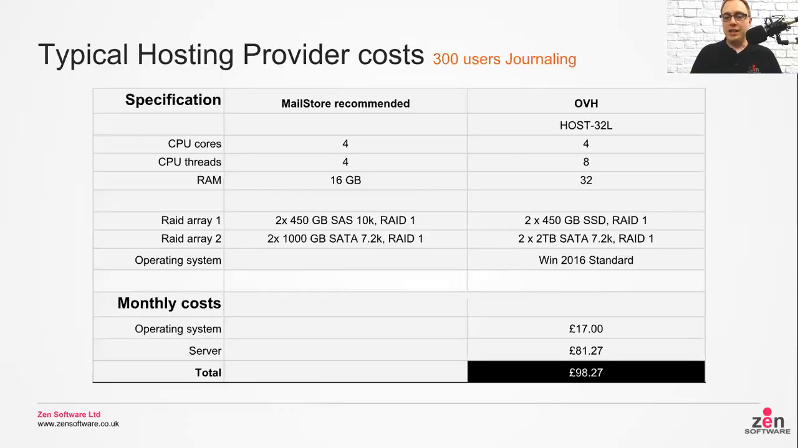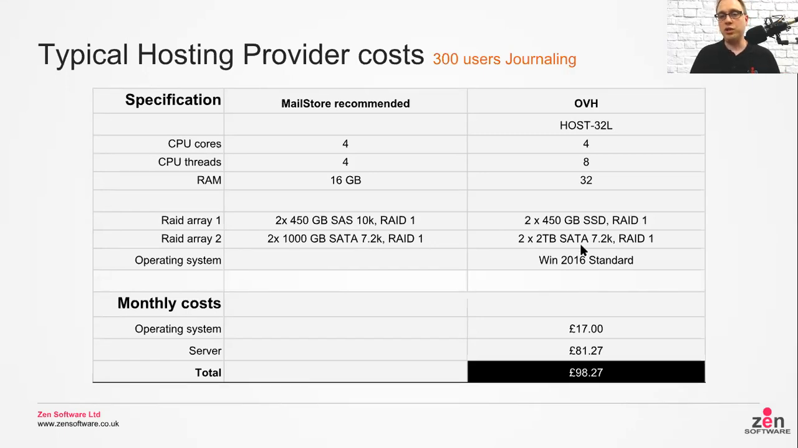When you start breaking that down, this is an example of what the MailStore recommendation would be for that server: 4 cores, 4 threads, 16 gig of RAM. The actual server is 4 cores, 8 threads and 32 gig of RAM. Great, got plenty of RAM. What I actually need is one RAID array or one storage that's super quick, so SSD, RAID 1 in that example, but I need a second larger installation.